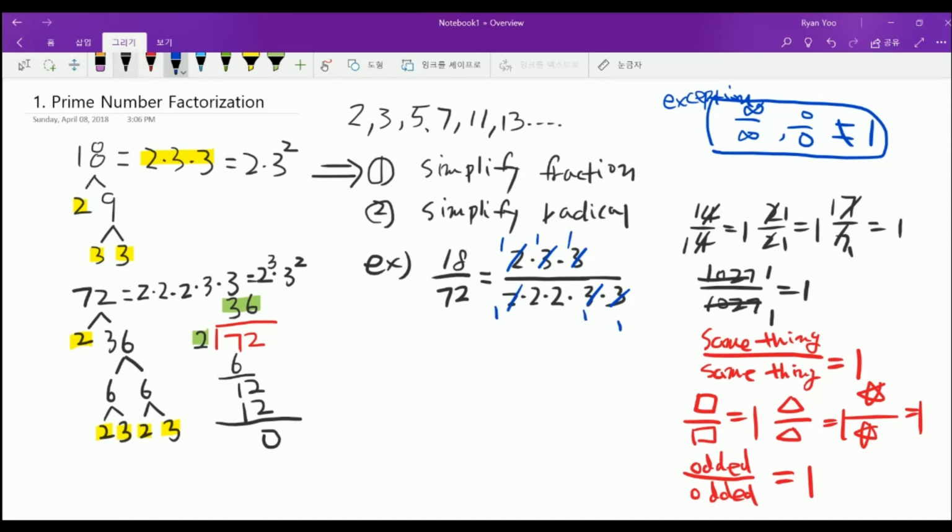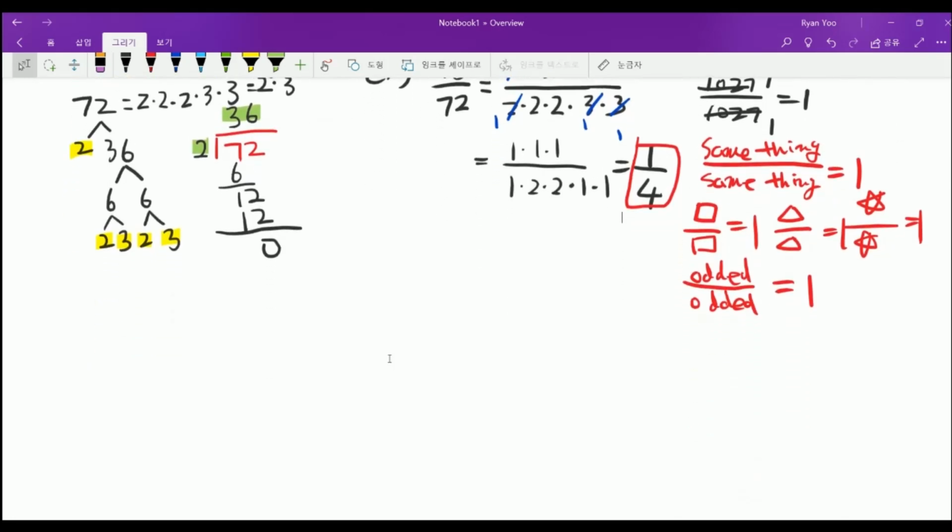So if I'm going to rewrite, what I have in your numerator is 1 times 1 times 1 over, that's 1, 1 times 2 times 2 times 1, 1, 1, 1. So 1 times 1 times 1 is 1. And 1 times 2 is 2, 2 times 2 is 4, 4 times 1, so it's a 4. So 18 over 72 at the end of the day is indeed 1 over 4. How easy is that?